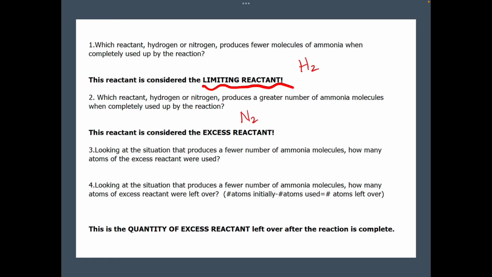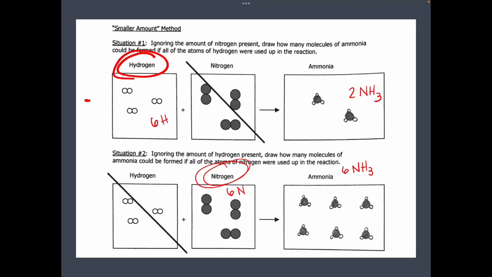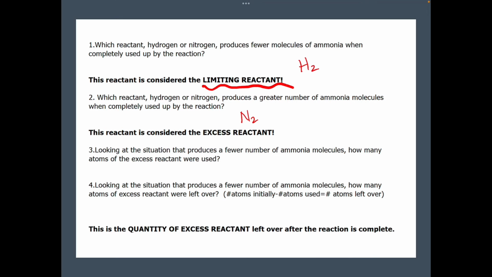Okay? This says when we look at the situation that produces a fewer number of ammonia molecules, how many of the excess reagent were used? So if we look at the situation that produced the fewer number of ammonia molecules, that would be the first one, and we want to know how many atoms of the excess reagent were used. The answer here was we used 1, 2 nitrogens. That's how many of the excess reagent were used. So we used 2 nitrogen atoms.